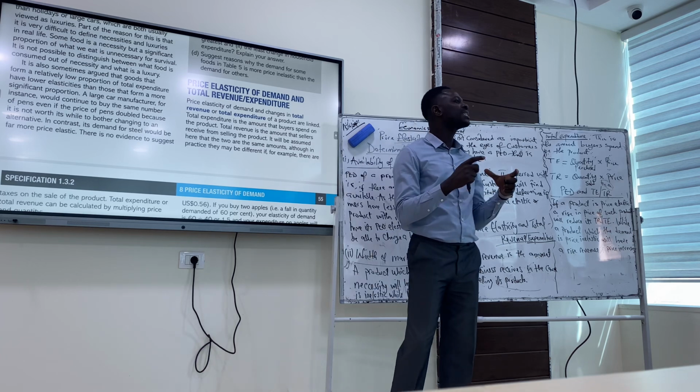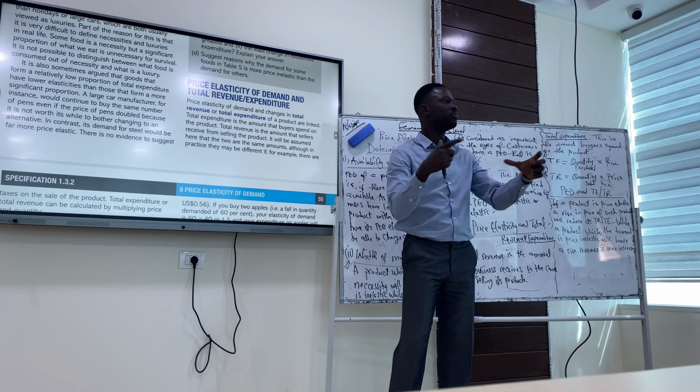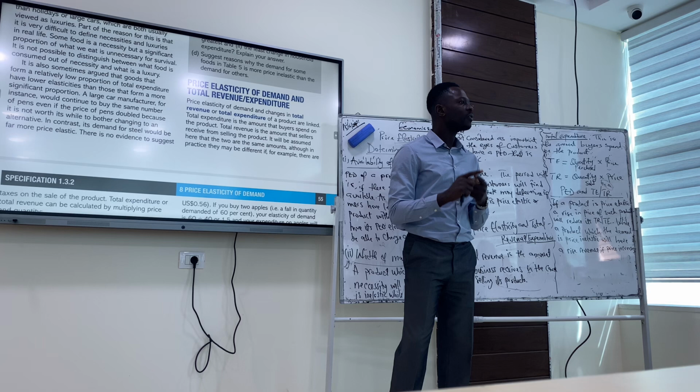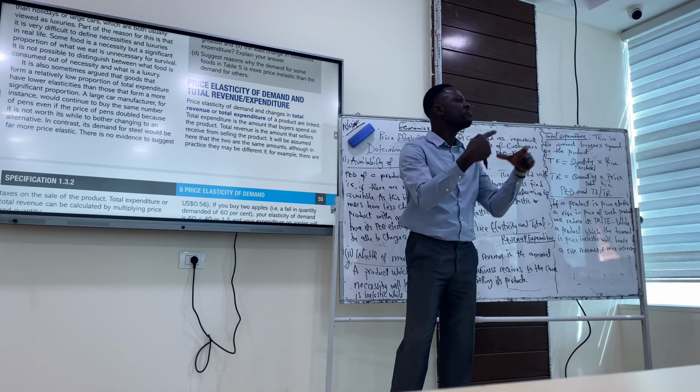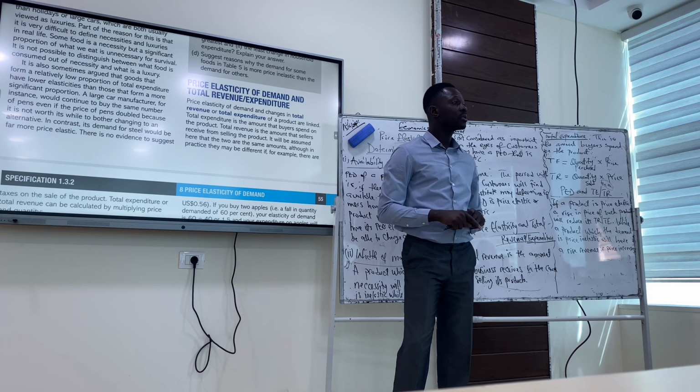Can you explain total expenditure again? Total expenditure is the total amount spent by you. That's the amount you spend on the product. But total revenue is the amount of money we make from selling our product. Is it clear?